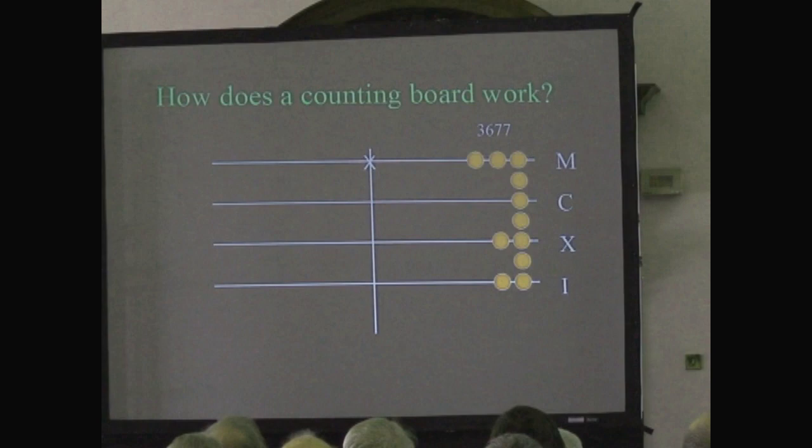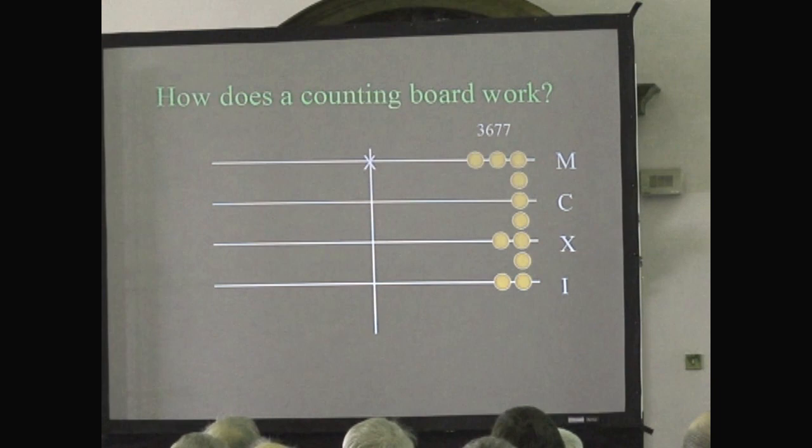So how does it work? We've got units, tens, hundreds, thousands. Intermediate things to do with fives, you put it between the lines. So this number here is 3,600, which is a 500 and 1 hundred, 70, which is 50 and two tens, and then 7, which is 5 and 2 ones.